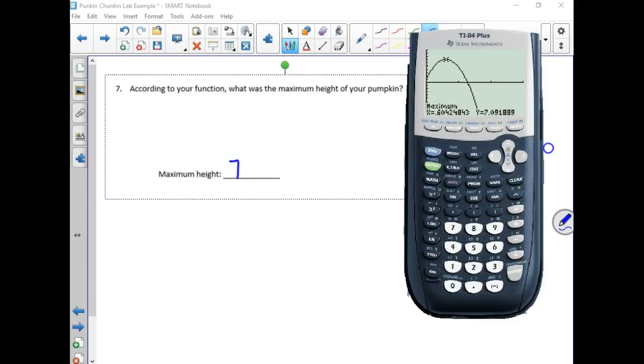Our maximum height is 7.092 feet. Keep at least 3 decimal places for me. Make sure you put units. I will count off if you don't have those.